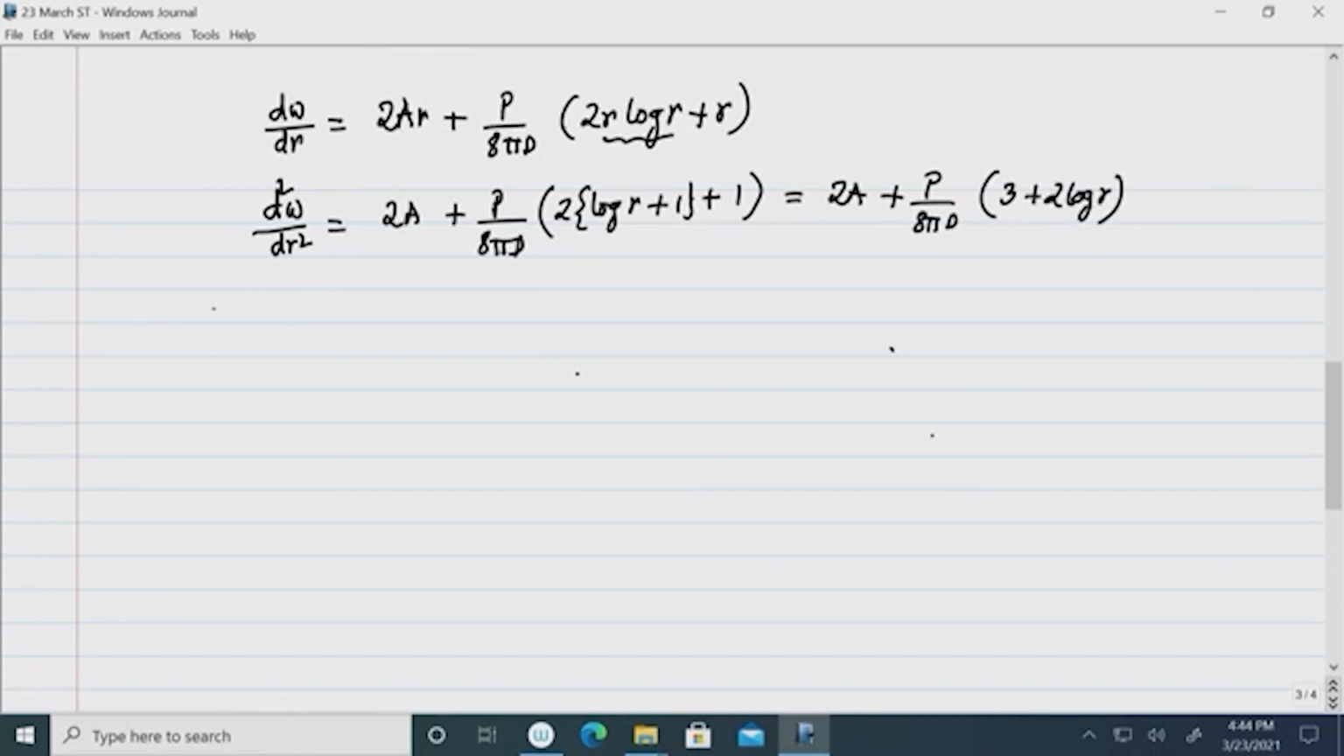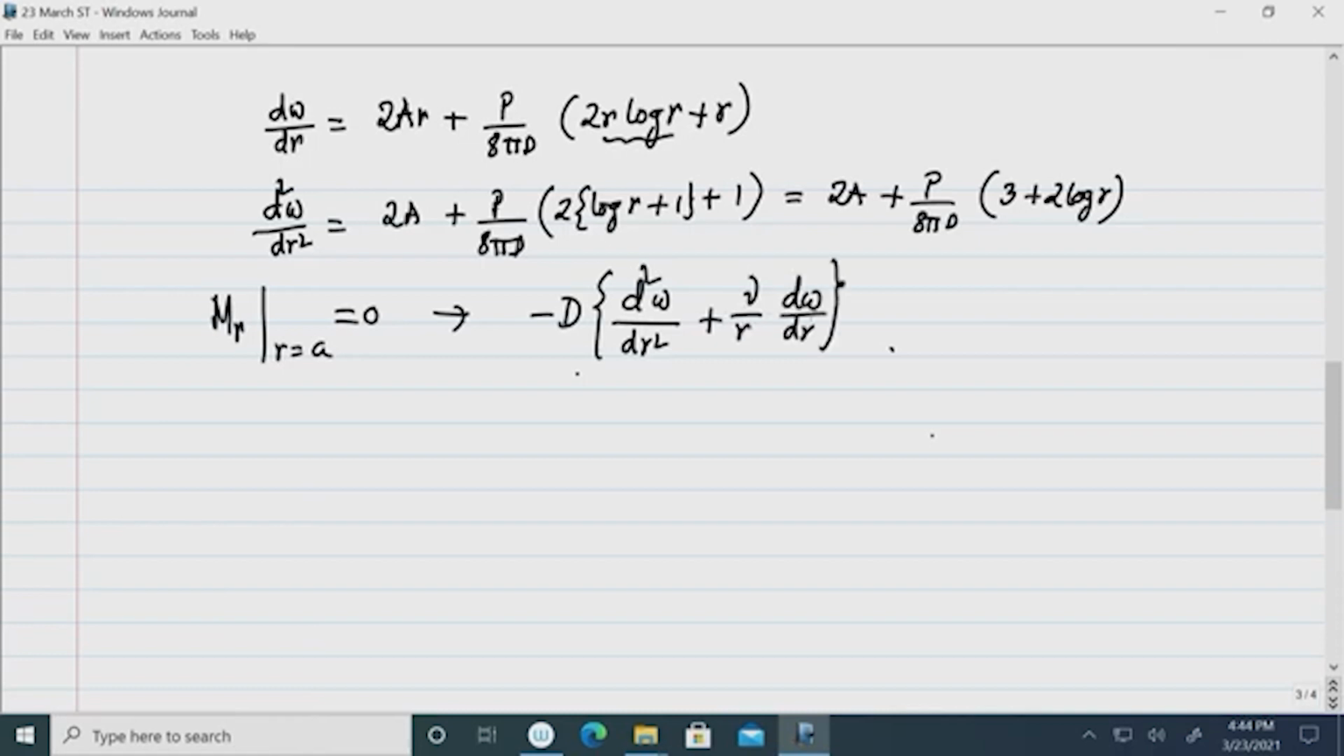Now, apply the condition of bending moment. So, M_r at r equal to a is 0. What is M_r? M_r is equal to minus D times d square w by dr square plus mu by r dw by dr, which should be equal to 0 at r equal to a. So, after substituting this value, d square w by dr square and dw by dr with r substituted as a, we now finally get an expression for A.